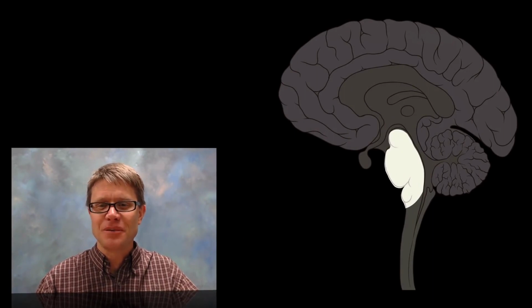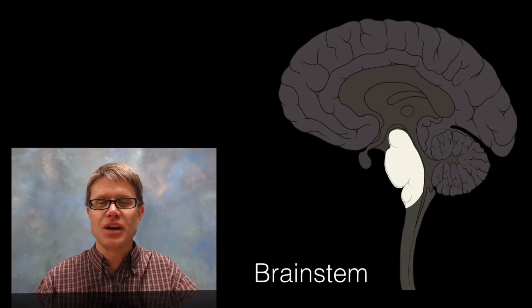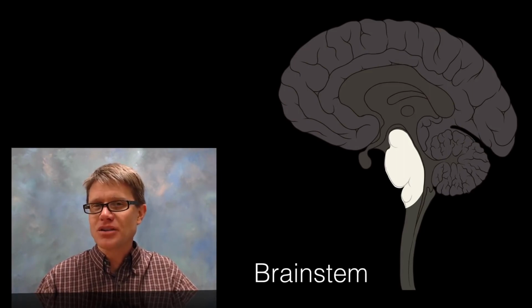Do you remember those 17 different structures and their functions? Well, it's time to review. So let's go through it. What's this one at the bottom? Overall, we call that the brain stem. Hopefully you got that. What are the three parts of the brain stem, though?